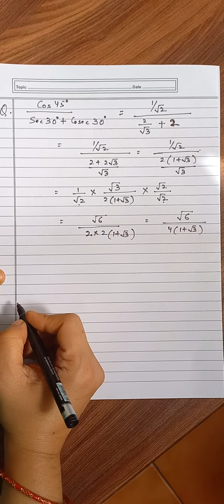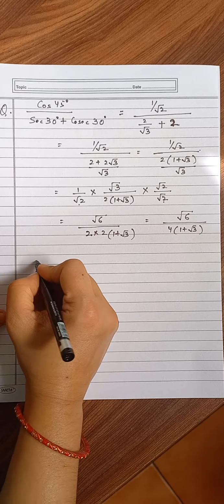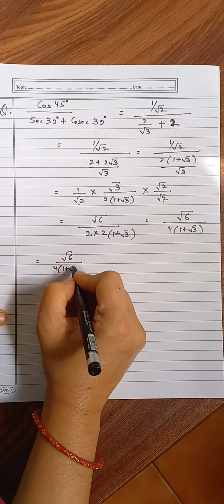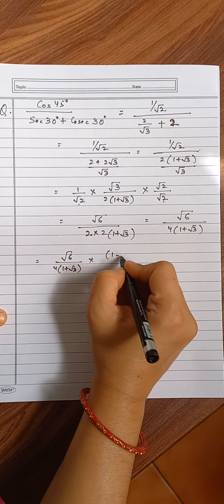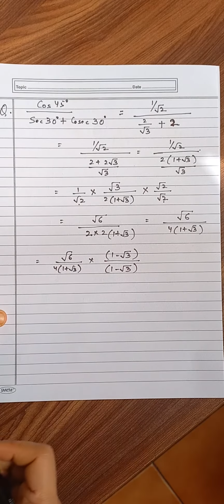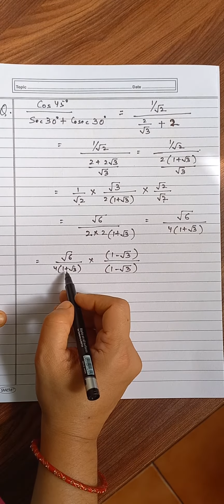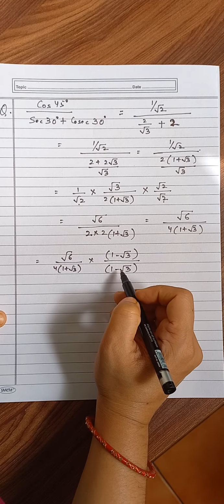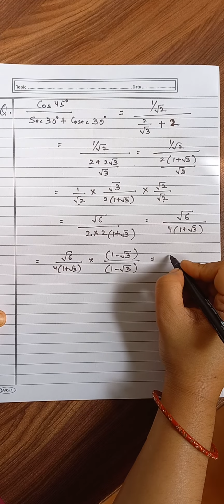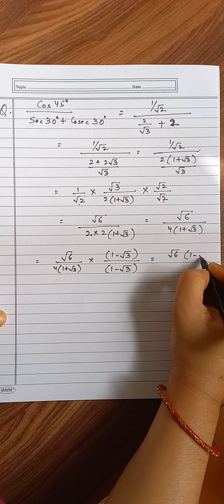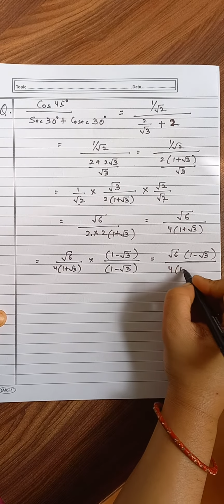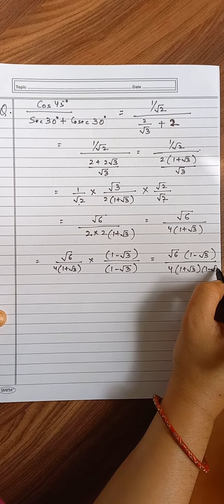Now we can see here that still it is not a rationalized denominator. So again we need to rationalize it. For rationalization, we have to multiply with the conjugate pair. I think you must be knowing about conjugate pair. That means whatever sign is given in the denominator, we have to just change the sign, and then multiply it in both numerator and denominator. So it will become root 6 into 1 minus root 3 upon 4, and this will be 1 plus root 3 into 1 minus root 3.